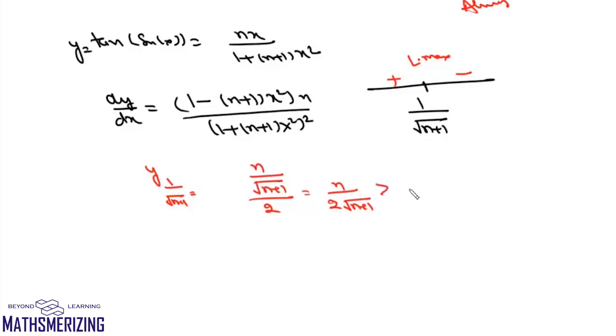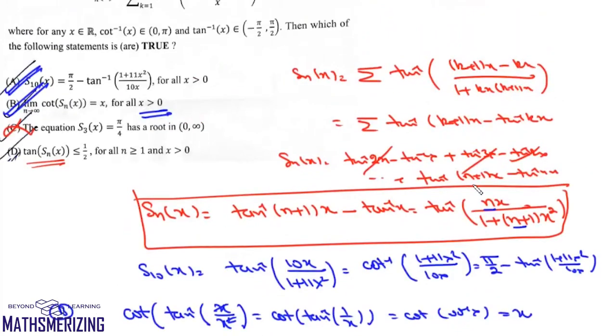Now this is greater than n upon 2 root n, which is under root n by 2. So this value is always greater than 1 by 2, not less than 1 by 2. So that means this option D is incorrect. So the correct options are A and B.